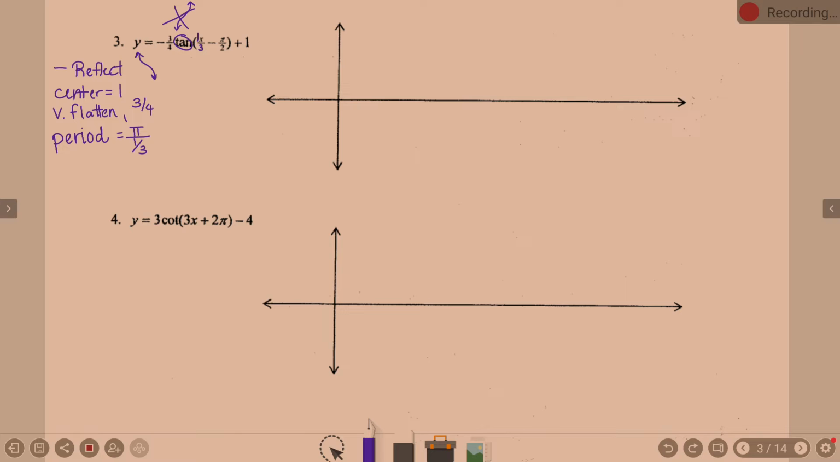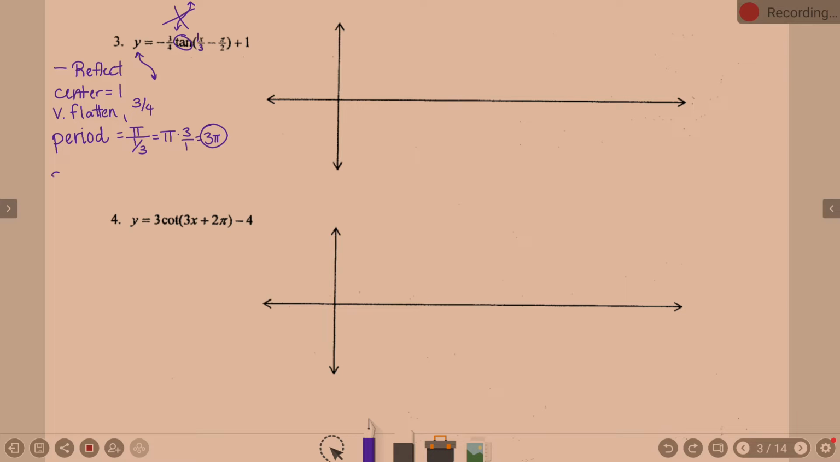Right, it's 3 pi, because we're going to do pi divided by 1/3, which is pi times the reciprocal, 3 over 1, which is 3 pi. Okay, so period of 3 pi.